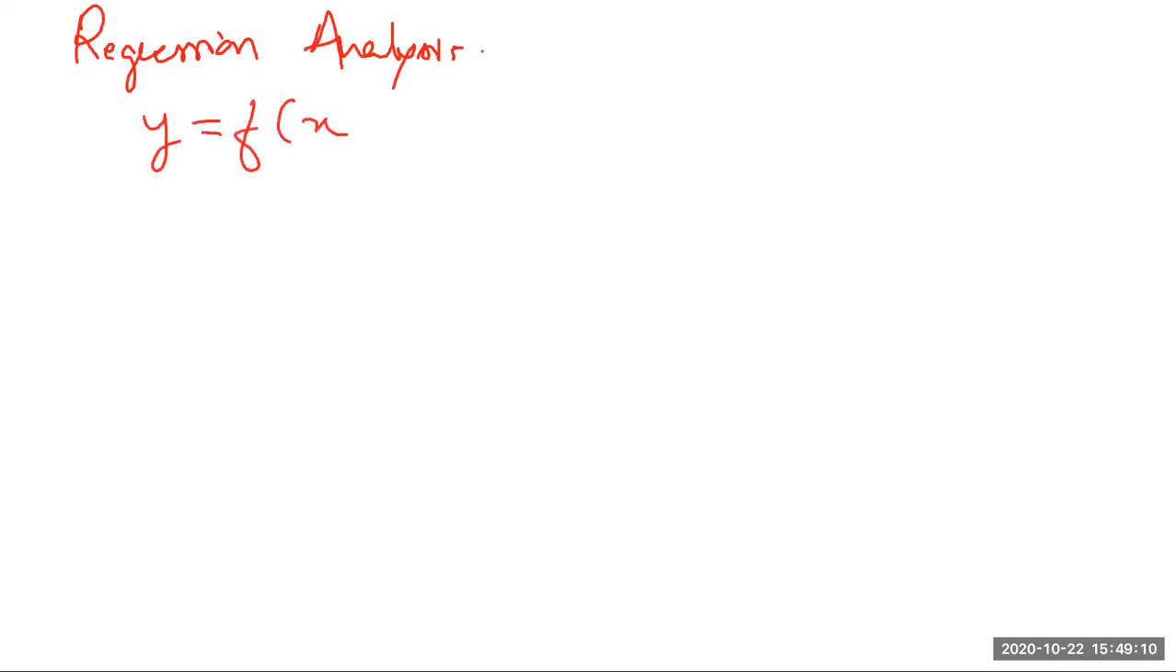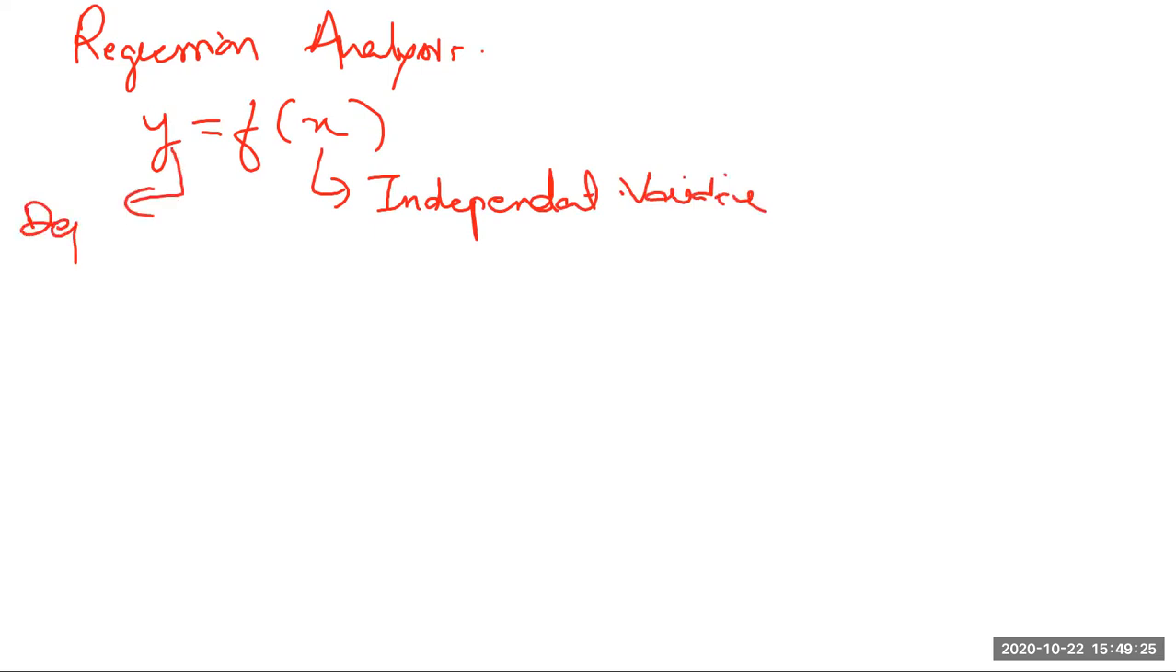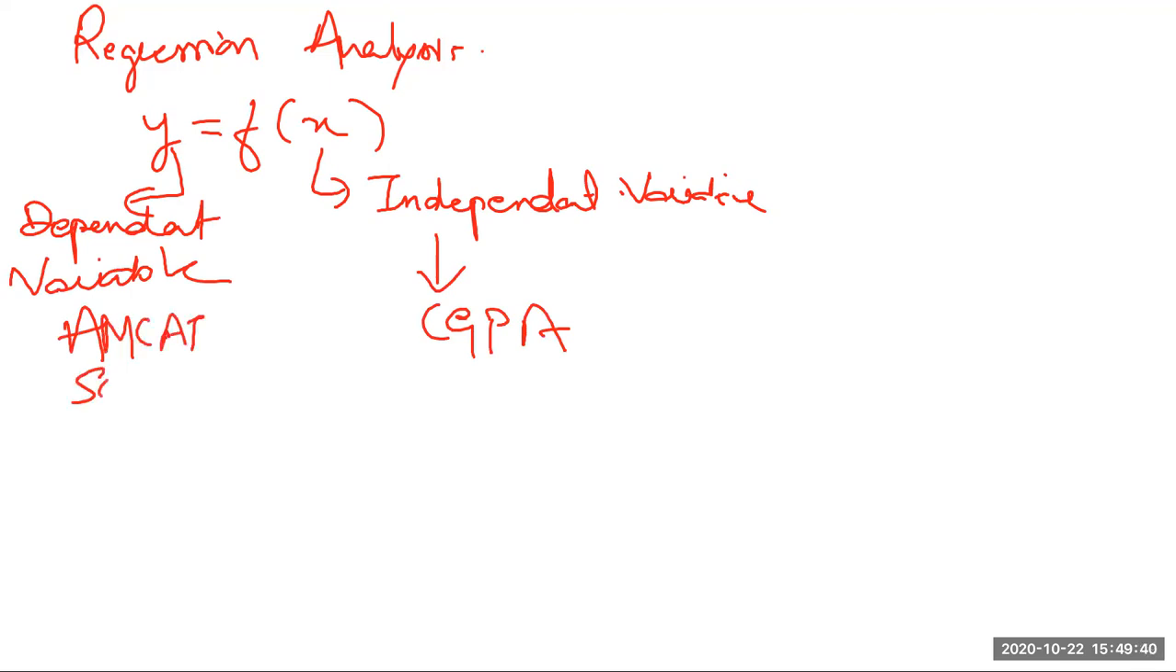When we're doing regression analysis, as mentioned in the earlier session, you are trying to build or find a relationship between an independent variable and a dependent variable. For example, yesterday's example was the CGPA score of a student and his AMCAT score. We want to find whether there is any relationship between the CGPA score and the AMCAT score.